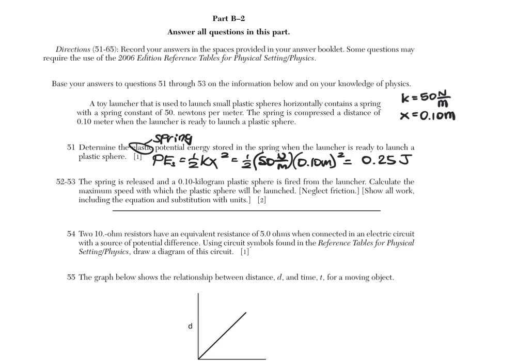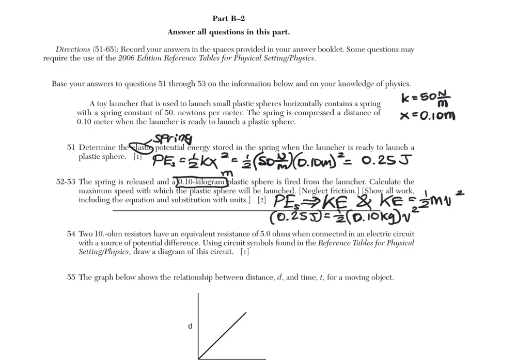If we do 1/2 kx squared, and we don't forget to square the x, we get 0.25 joules for our energy. Then 53 wants to know how fast the ball would be when you shoot it. Spring potential energy becomes kinetic energy, and they also give us the mass of 0.1 kilograms. So we put in the spring potential energy. They always have error carried forward there in case you got 51 wrong. Then you put in the mass and solve for the speed. Don't forget that speed is squared, so you'll have to square root. The speed of the ball winds up being 2.2 meters per second.